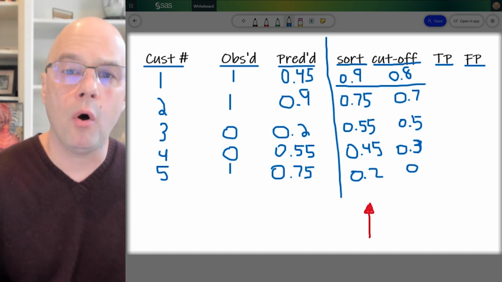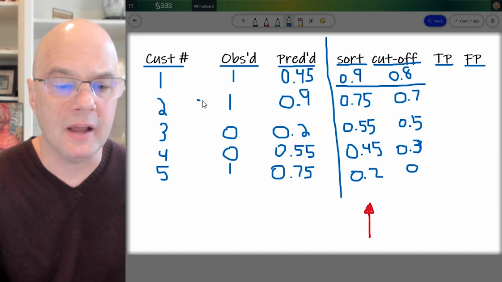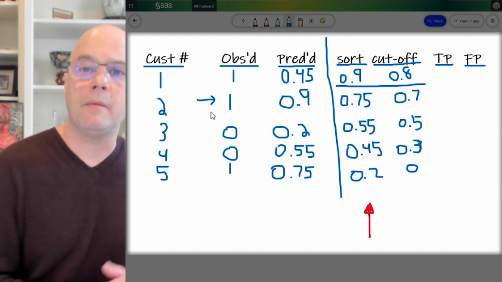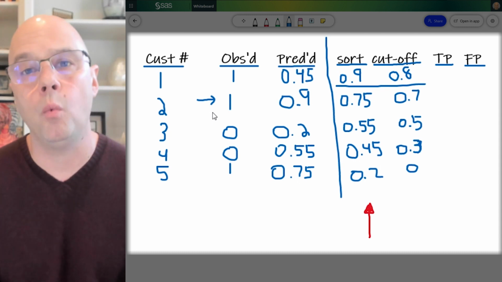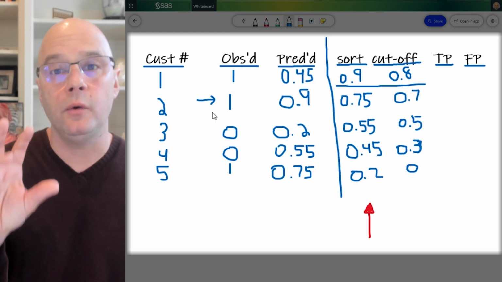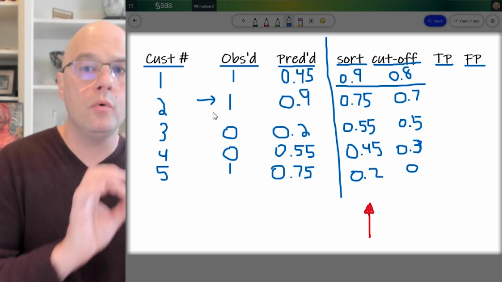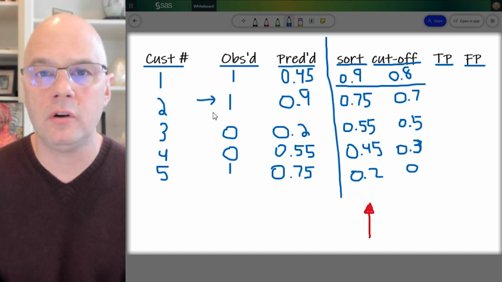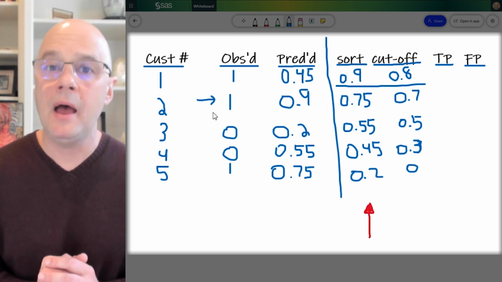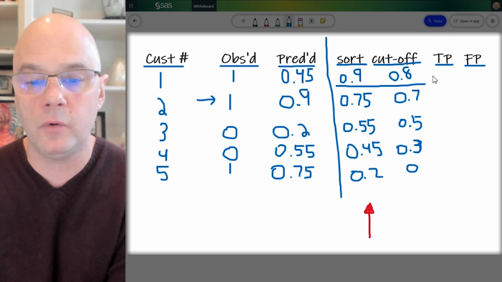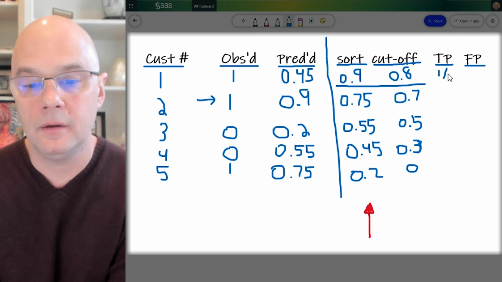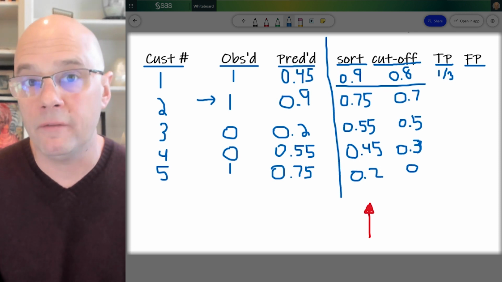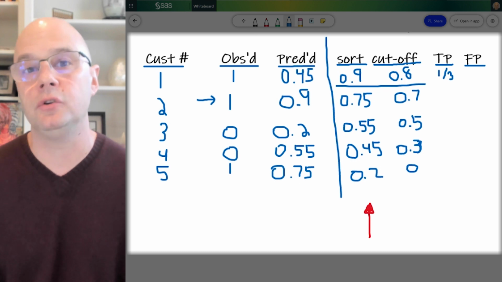Well, at that cutoff, I've only captured one observation. It's the observation that was predicted as 0.9. And it turns out that that case had an observed outcome of a 1. So the true positive rate is, of all of the known ones, how many were captured at that cutoff. Well, I had 3 ones to start the scenario with. I captured one of them at that depth. So the true positive rate is 1 out of 3. We like to see that thing increasing initially faster than the false positive rate. That's a sign that the model's doing good.